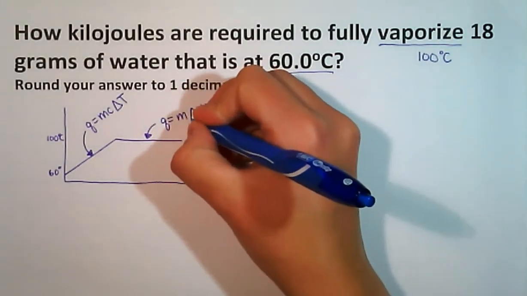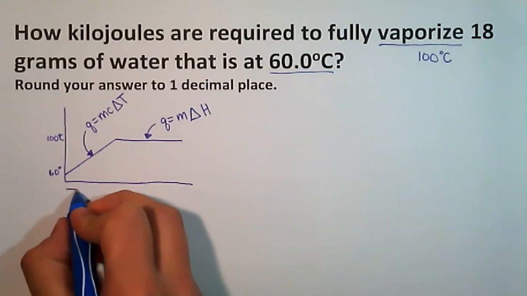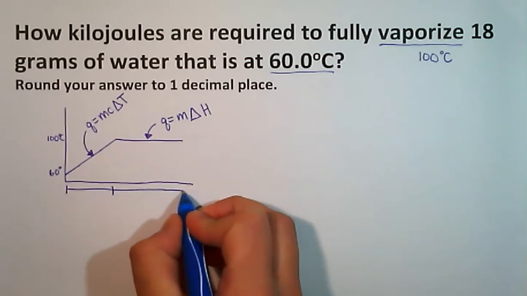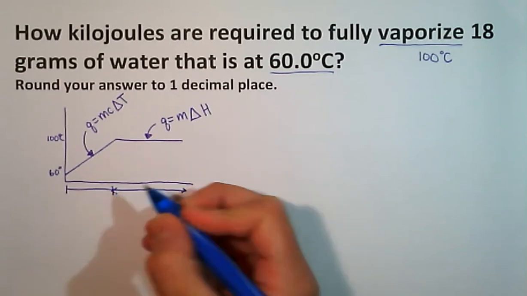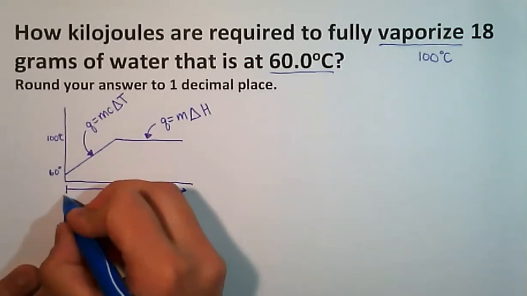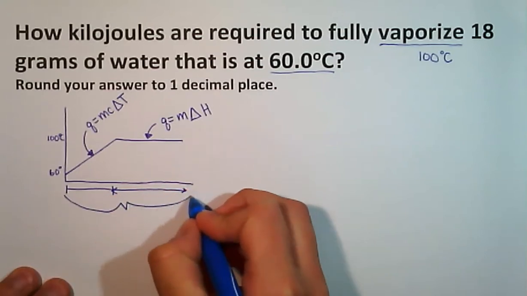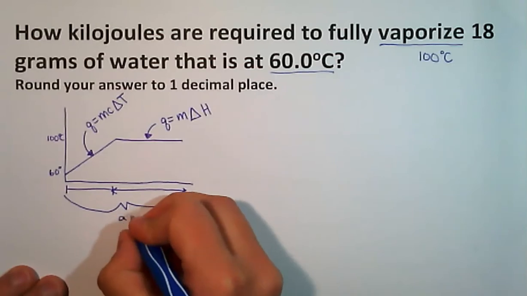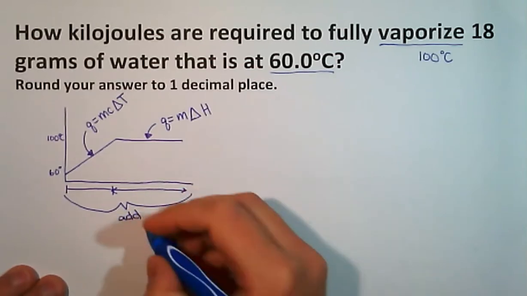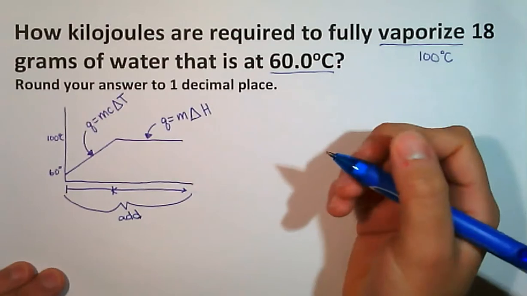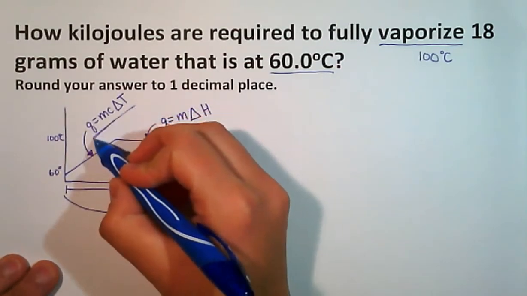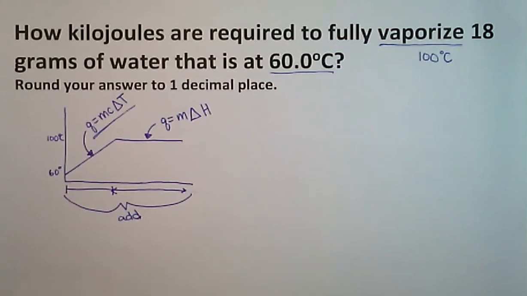So we're going to first need to know the amount of energy to get from here to here, and then the amount of energy needed to get from here to the point of vaporization. We want to know the total energy, so to get the total, we'll find each section individually and then add them together to get the total amount of heat energy. So let's start with this first part, Q equals m times C times delta T.